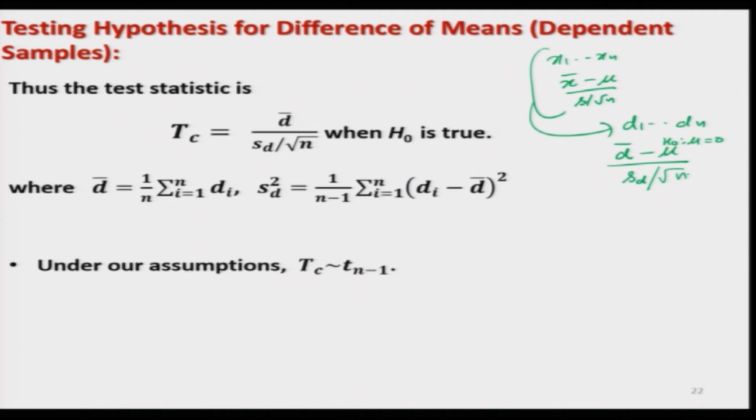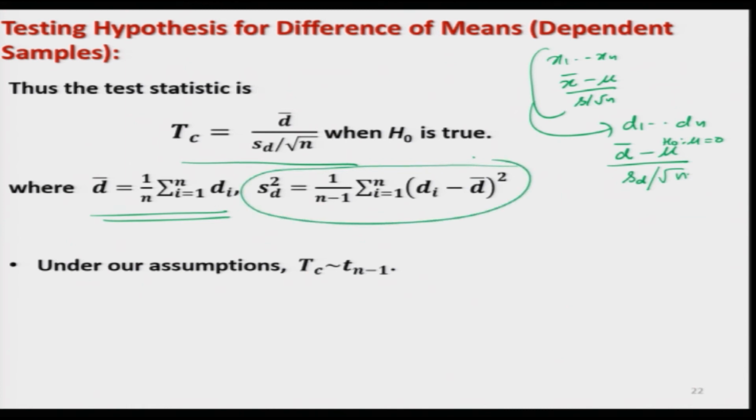So this case is now similar to your one sample t test that you did when sigma square is unknown to us. So we are simply writing down this statistic Tc, which is equal to d bar divided by Sd by root n when H naught is true, where d bar is simply the sample mean of d1, d2, ..., dn, and Sd square is the sample variance of d1, d2, ..., dn. Under our assumption this statistic Tc follows a t distribution with n minus 1 degrees of freedom, because this is comparable with the one sample t test, right.